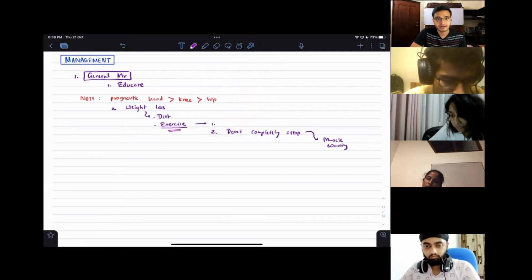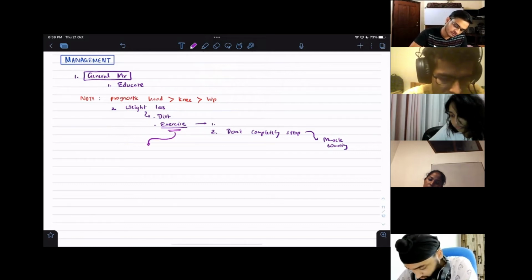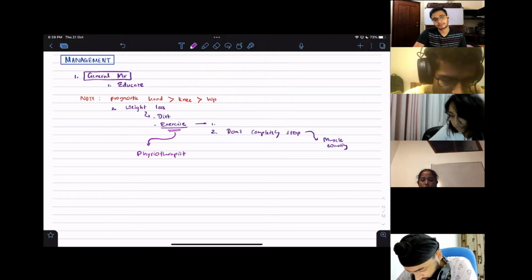Now, how do we tell them to exercise, guys? There is no one proper regime. We cannot tell them to do 20 minutes of walking. We cannot tell them one thing like that. What we have to do is channel them to a physiotherapist.